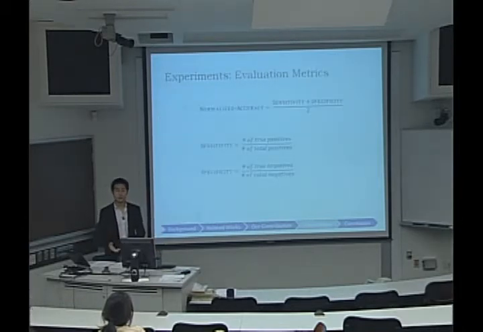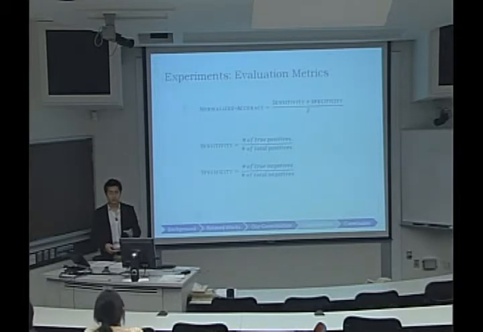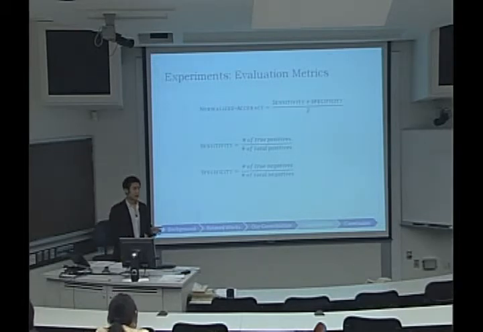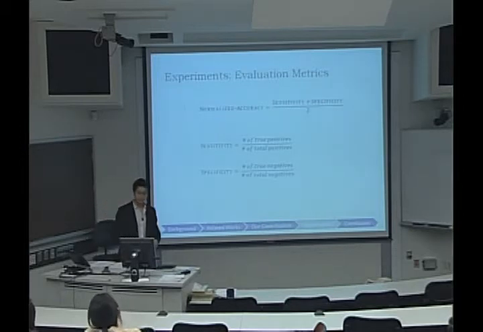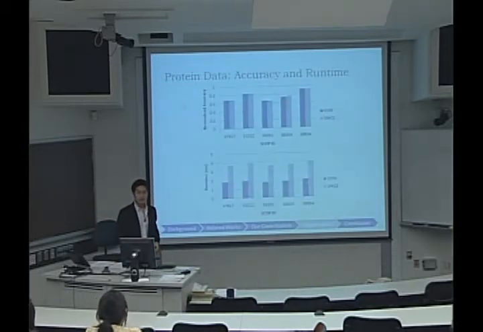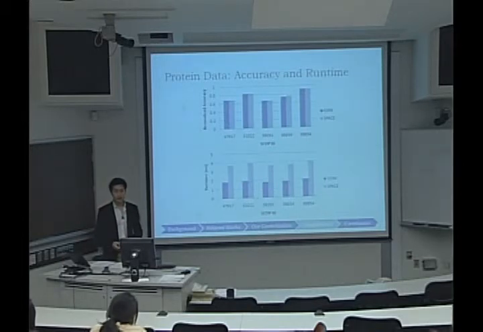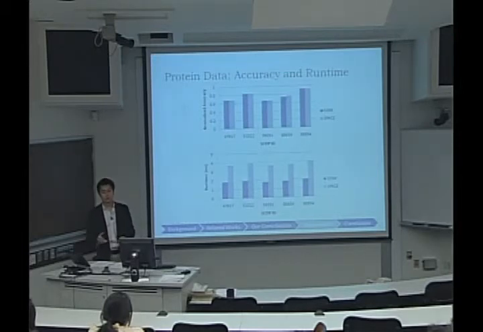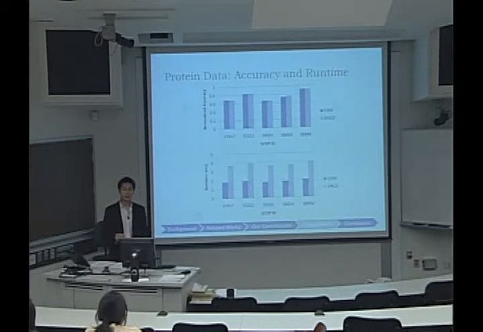In order to evaluate the performance of our method, we use normalized accuracy, which is the average of the sensitivity and the specificity, where the sensitivity is the number of true positives divided by the number of true negatives, and the specificity is the number of true negatives divided by the number of total negatives. And what we see with the protein data is that when we compare the results of COM and SPACE, SPACE offers approximately comparable results to COM, where SPACE yields marginally greater normalized accuracy for some of the data sets.